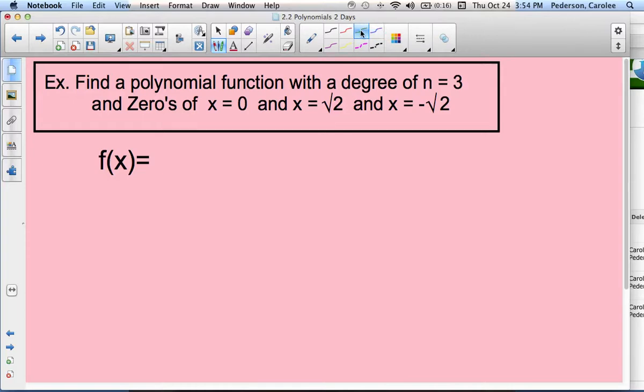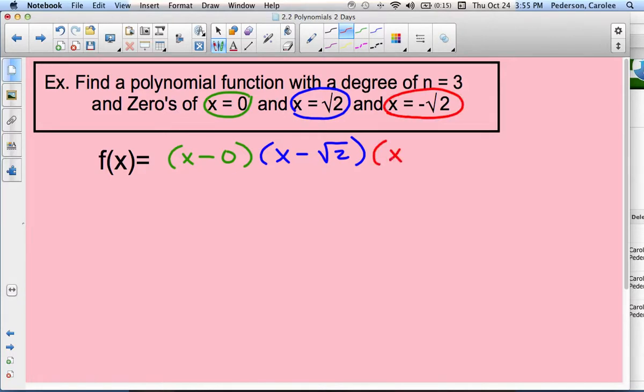So we want you to write the function. The first 0 is 0. So in factored form, it's going to be x minus 0. Then the second factor is square root of 2. So in factored form, it's going to be x minus the square root of 2. Then the last one of negative square root of 2, that's going to be x minus negative square root of 2. And when it says the degree is 3, our function is a cubic function. So you could leave the answer like that, or you could clean it up.